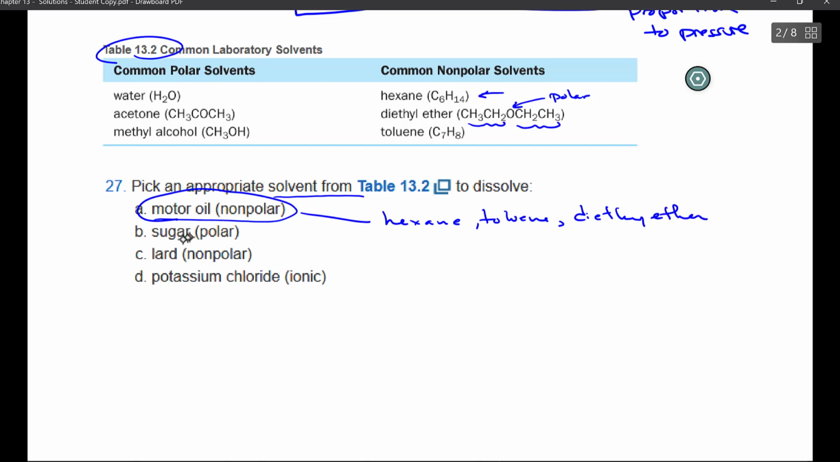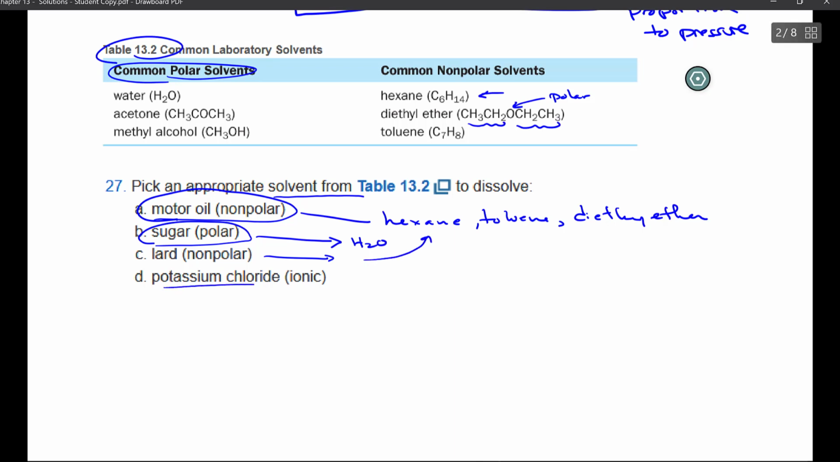Now, on the other hand, sugar is polar, and so the types of solvents that you could choose for sugar would be those that are polar, and so those would be things like H2O. In fact, if you use your common sense on that one, you know you can dissolve sugar in water, so that would probably be your first choice. Lard, fat, right, is nonpolar, so again, you could have chosen one of these.